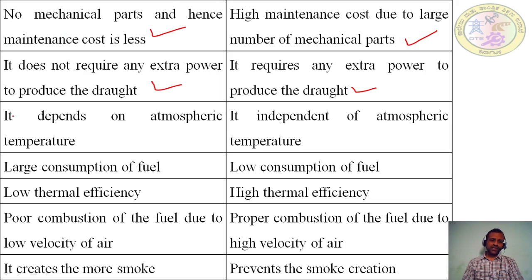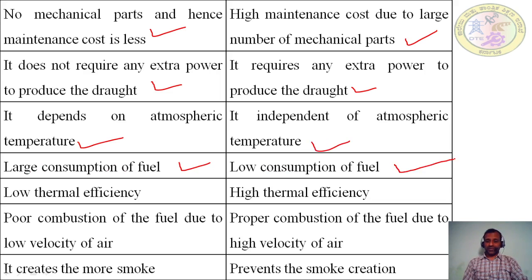Next, natural draught depends on atmospheric temperature. If the atmospheric temperature is high, then definitely the pressure difference is less. If the atmospheric temperature is less, then the pressure difference is more. So it is independent of atmospheric temperature in the case of artificial draught. Large consumption of fuel is required in natural draught.